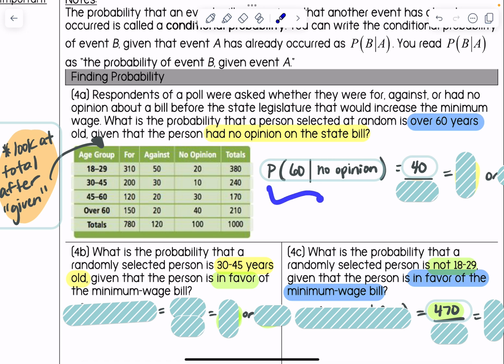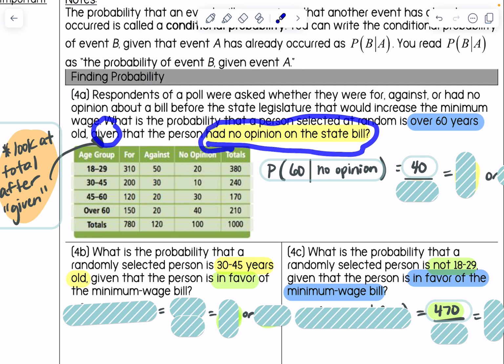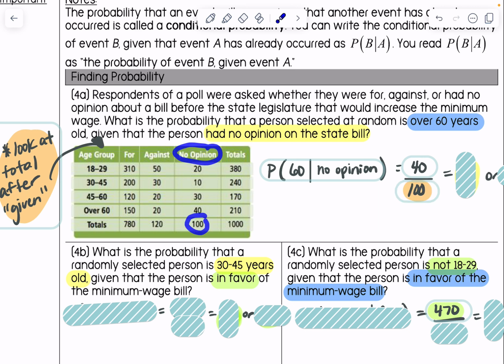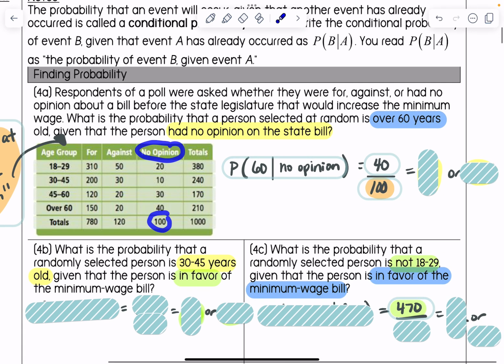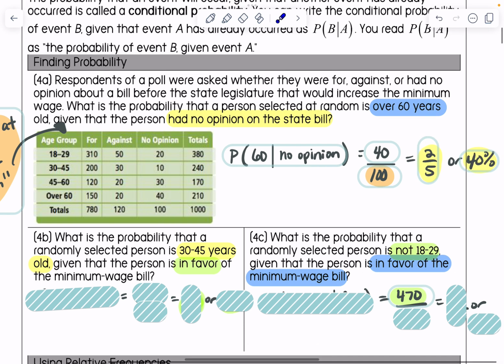And this is just fancy notation for how to write it. I'm really just looking for the actual fraction or percent. So that's the numerator. Now here's a key word: given. Whatever condition is after it, that's the total you're looking at. So I'm going to look at the total for the people who had no opinion on the state bill. That's the total for people who had no opinion, so I'm going to do 100. 40 over 100 simplifies as 2/5. 2/5 multiplied by 100 is 40%.